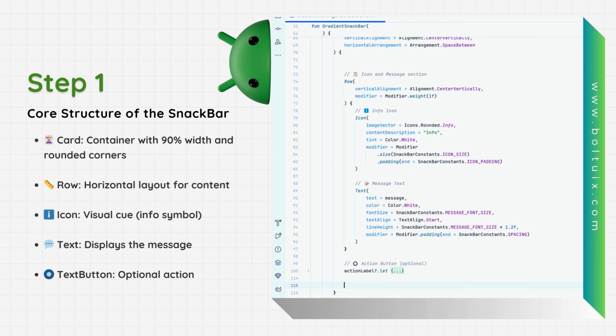The gradient background, green in this case, is applied using brush linear gradient, making it visually pop. This simple layout is the foundation we'll build on.